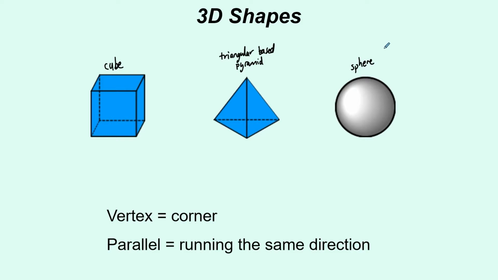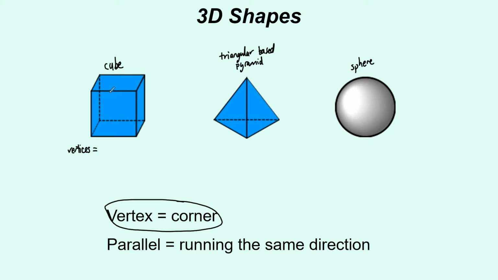So let's have a look at, first of all, the different words that we're going to encounter here. We're going to start off with how many corners each shape has, and we use a fancy word for corner called a vertex. If we're counting more than one corner, then the plural is vertices. So if we're talking about three corners, it's three vertices.